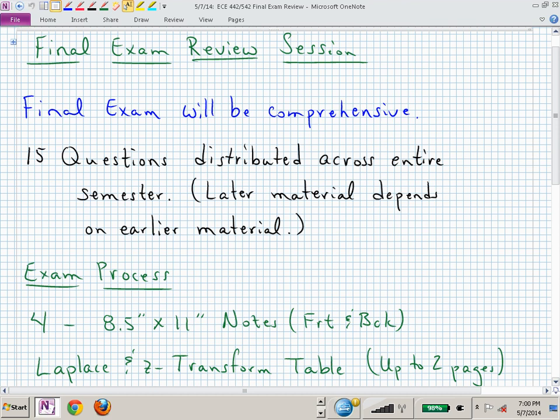It's uniformly distributed across the entire semester, and I'm thinking there will be 15 questions. Those 15 questions will be equally weighted, meaning problem 1 will be worth 10 points. Problem 7 will be worth 10 points. Problem 15 will be worth 10 points. You'll have 2 hours, from 6 p.m. to 8 p.m. on Friday, to complete your final.